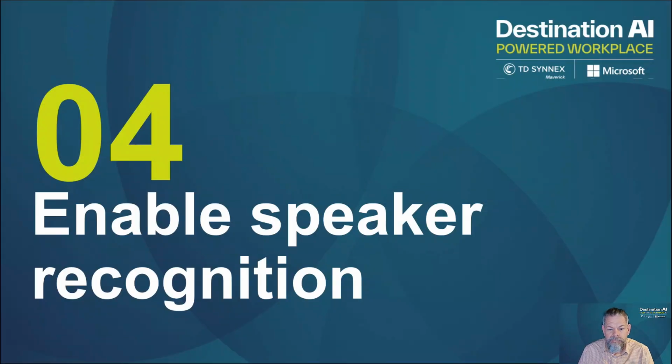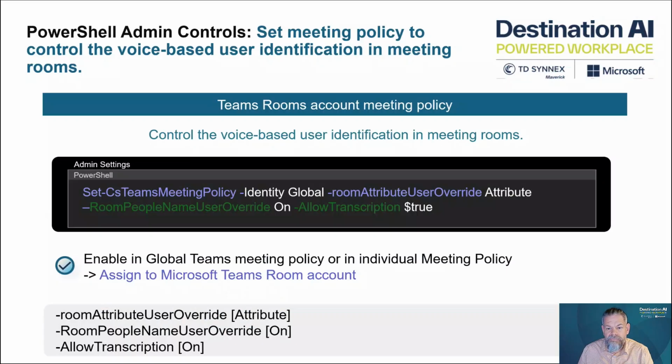Delving into the speaker recognition itself, what do I need to do as an administrator? What type of configurations do we need to have? So we set that meeting policy control to the voice-based user identity within that meeting room. In this example, we're running that against the global policy with that room attribute user override set to attribute. That means I can attribute the voice of the people in the room to a particular voice that they've set up and configured.